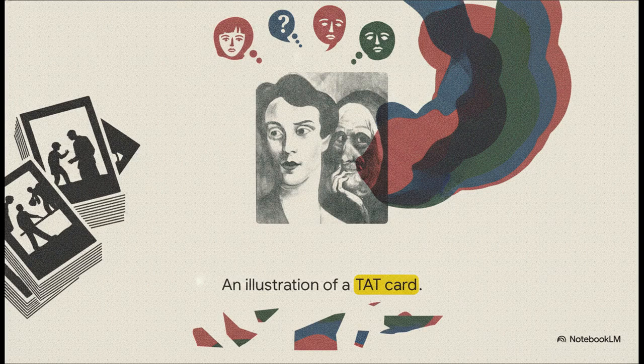It is a little bit more structured than the ink blots. The test consists of 30 black and white picture cards, plus 1 entirely blank card. Each picture depicts people in a variety of really ambiguous situations. Some cards are used specifically with adult males, some with females or children.